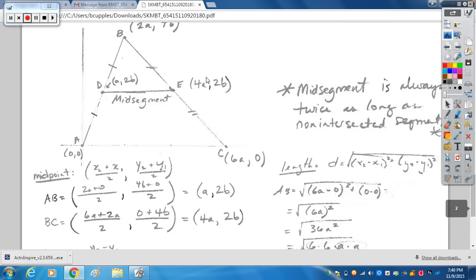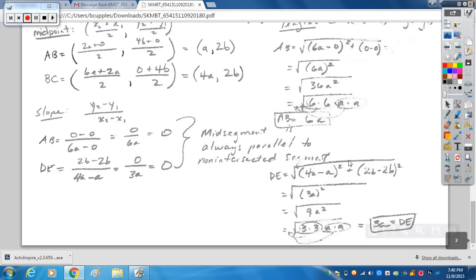Now for DE, I took x sub 2 minus x sub 1 and y sub 2 minus y sub 1 and squared those and added them together. So if you look down here, here's what we have. 2b minus 2b is 0, so that's completely gone. 4a minus a is 3a. We're going to square that, be 9a squared.